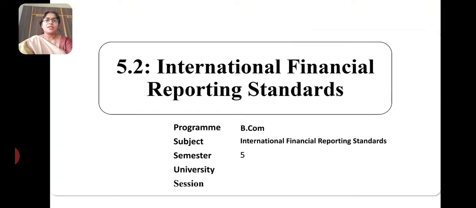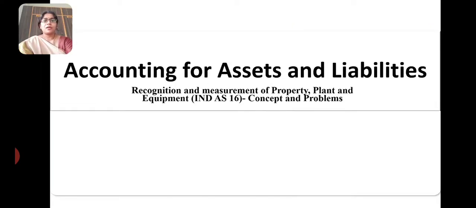In this session, we will discuss IFRS, with special reference to Ind AS 16, which is about recognition and measurement of property, plant and equipment. Usually in short form, we call it PPE. Ind AS 16, which is in convergence with IFRS, that means it is formulated according to the requirement of IFRS. So, in this session we will see how an item of property, plant or equipment is recognized, measured and shown in the balance sheet.